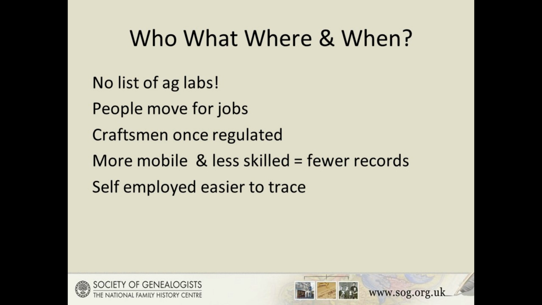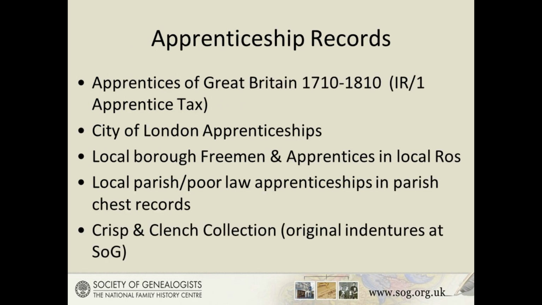Of course, there's no definitive list of agricultural labourers before the census years. People move around for their jobs. Craftsmen and trades were once regulated but become much less so after the early 19th century. The more mobile and less skilled your ancestor was, the fewer records there will be, and self-employed people are probably easier to trace. Perhaps apprenticeships illustrate this most. It's actually easier to find evidence of an apprenticeship in the 1750s rather than the 1850s for a number of reasons that have resulted in useful records showing how your ancestors achieved their occupations.